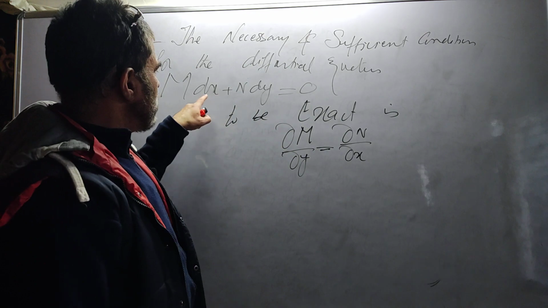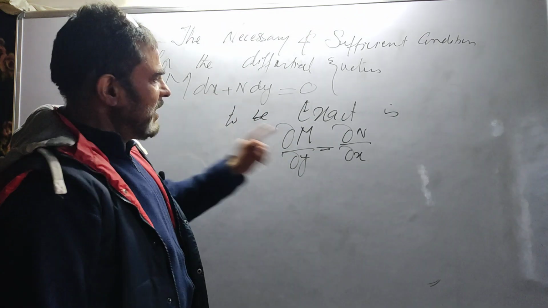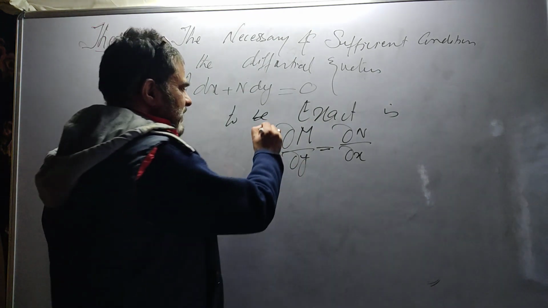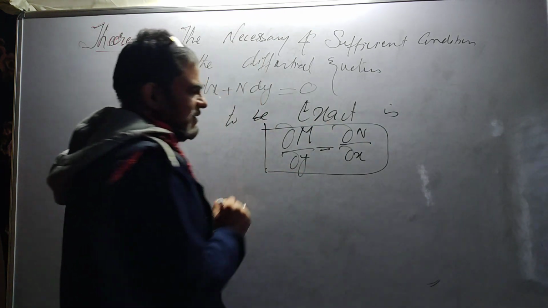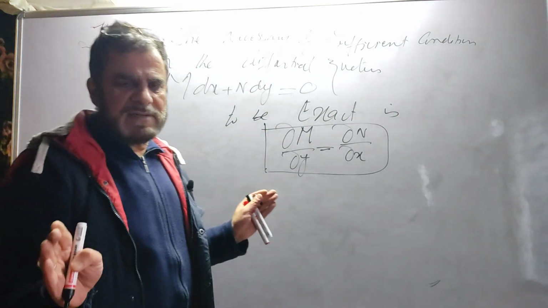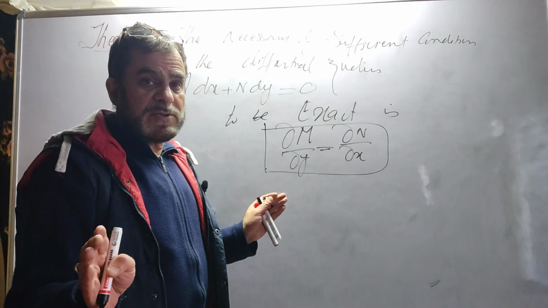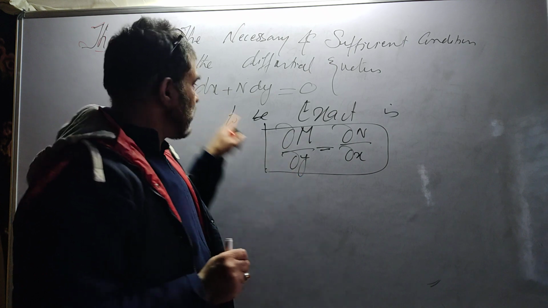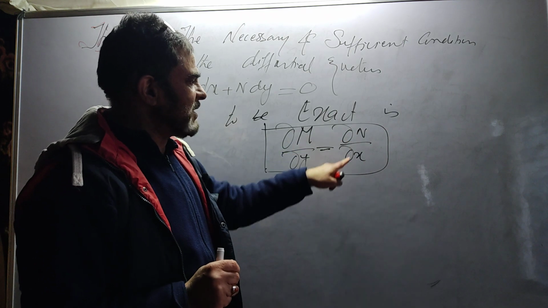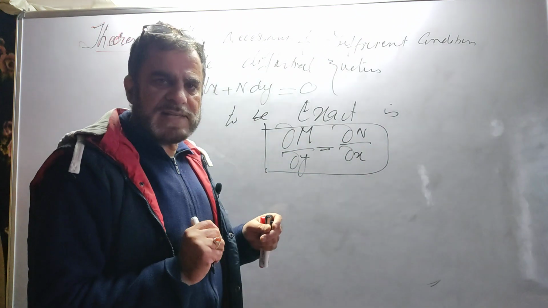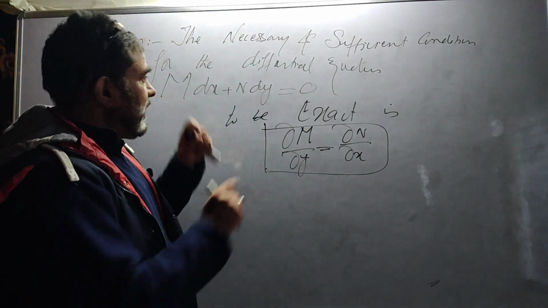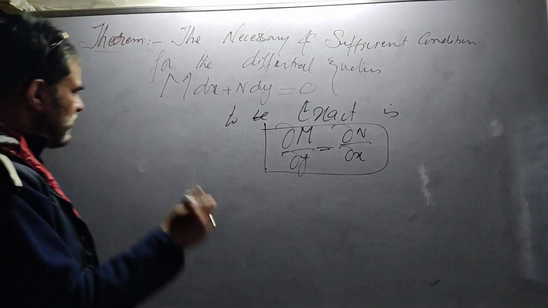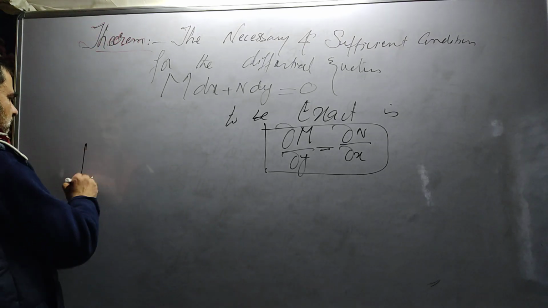Dou M by dou y must be equal to dou N by dou x. What is M? It is the coefficient of dx, a function of x and y. What is N? The coefficient of dy, a function of x and y. Whenever we are given a differential equation, we want to see if it is exact. What we do is find the partial of M with respect to y and the partial of N with respect to x. If they coincide, we will write they are exact. Actually, this is the necessary and sufficient condition, an if and only if condition. We will have the proof of this. Let us take the proof.